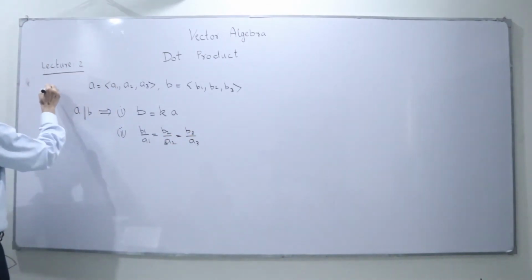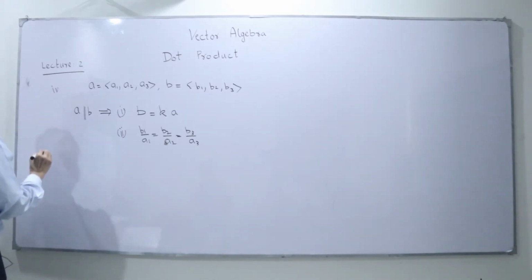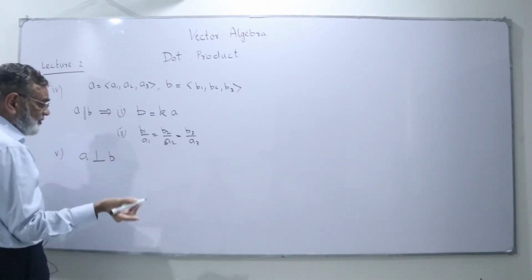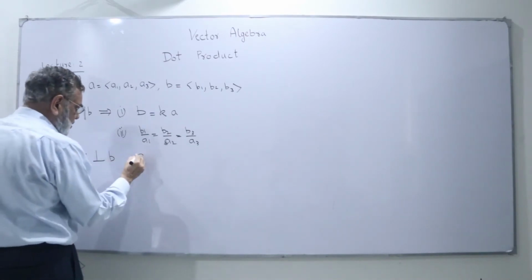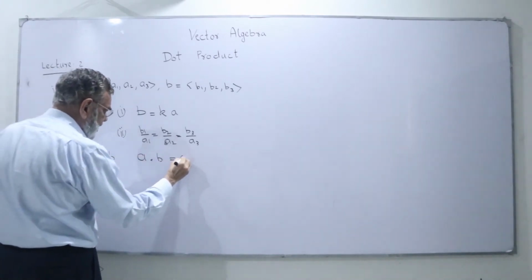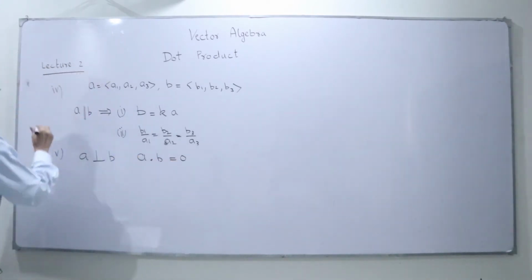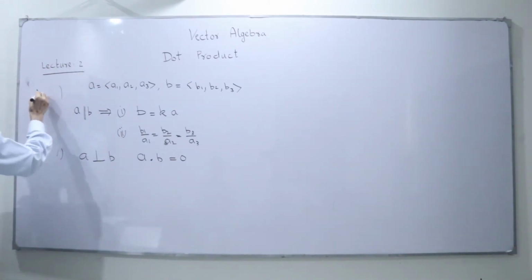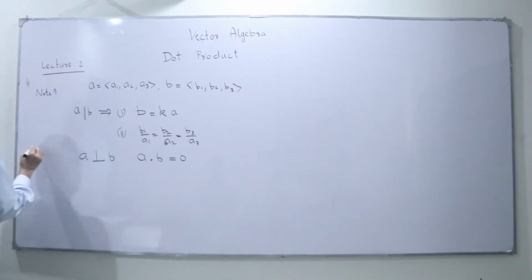This is number 4. Then we have number 5: A is orthogonal to B. A and B are orthogonal, as we have seen before. We say A dot B is equal to 0, then they are orthogonal. Instead of this, I will say this is note 1, and this one is note 2. We have already defined it before.